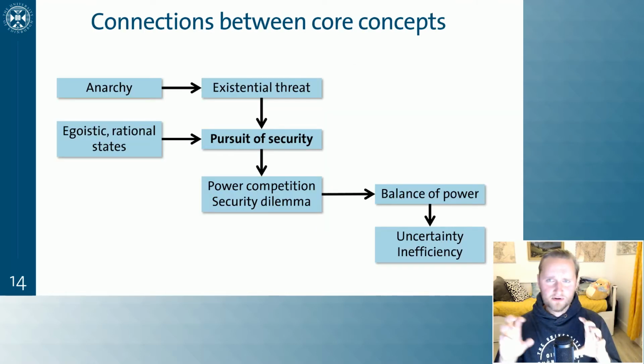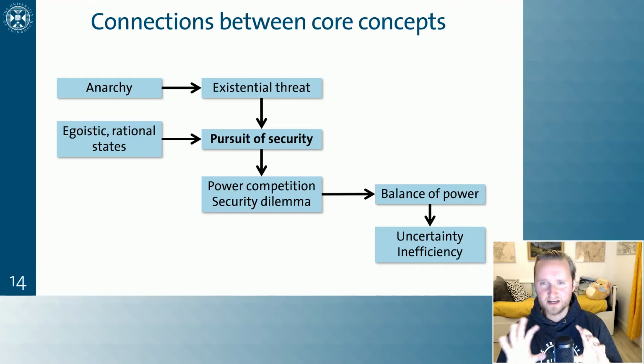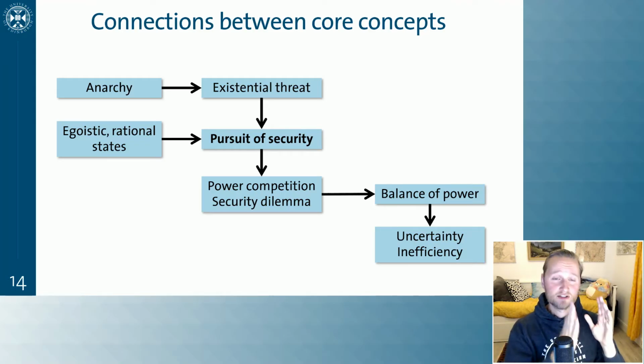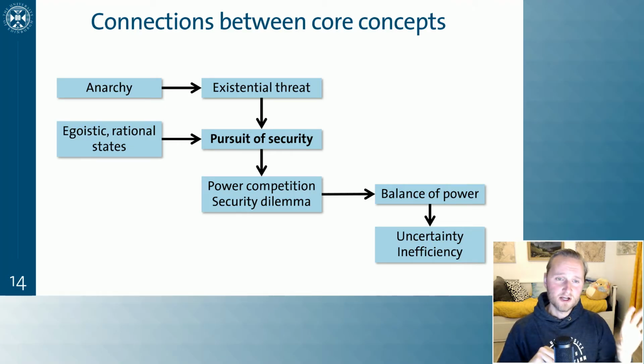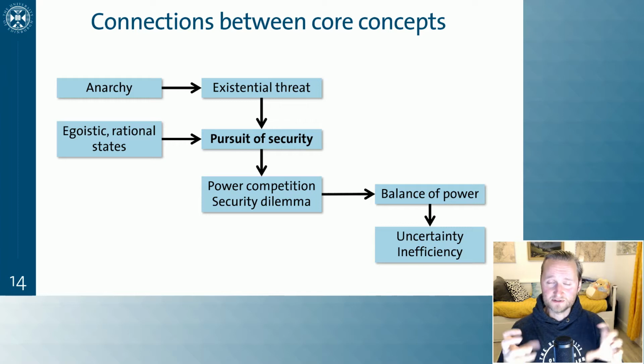So let's quickly go through a couple of connections between these core concepts that I've touched on in the previous slides. We know that the world is anarchic. That means there's no higher power that you can appeal to as a state if you're in danger. That means that you're always under an existential threat, because you can't call the police on the international level. You have egoistic, rational states, so states that are only worried about their own well-being. And those states, when they're existentially threatened, will pursue security. They want to be safe. They want to ensure their survival.